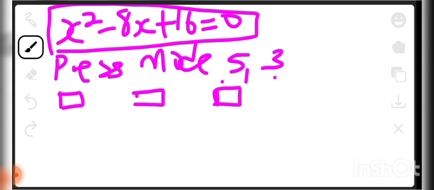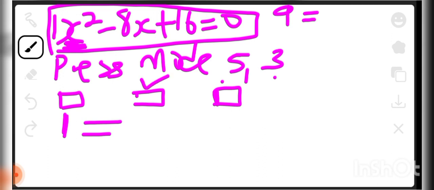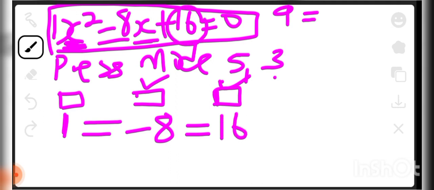Remember, I told you A is what? The coefficient of x squared, which is 1. So just press 1 here. Then you press the equal to sign. The cursor will move to the next one. Then what is the coefficient of x? Minus 8. So you press minus 8. You press equal to again. The cursor moves to the third one. Then what is the constant? 16. Press 16. Then you press equal to 2 times.